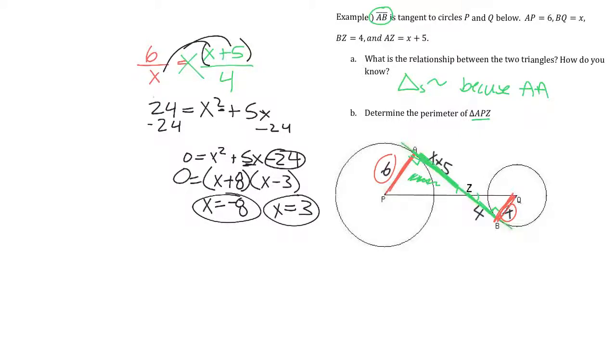would equal 3. Now, if I was going to plug in an x value, I see that BQ is equal to x. It would make no sense if that side was negative. So I'm going to use 3. So now I want to find the perimeter of triangle APZ.